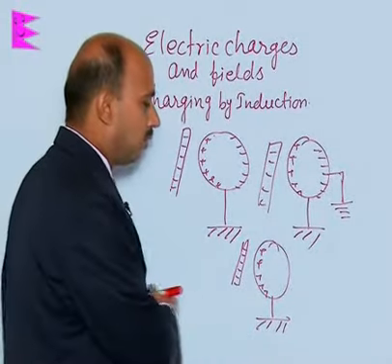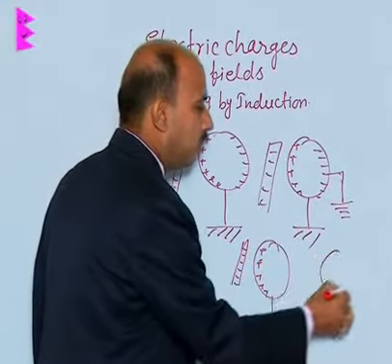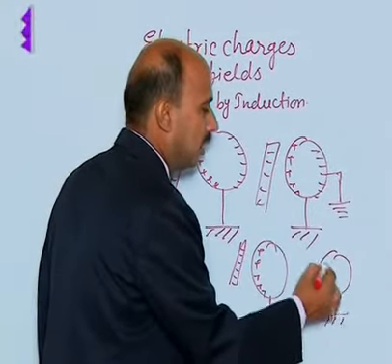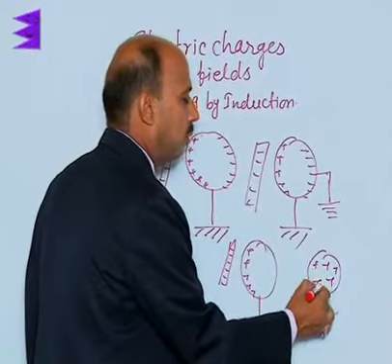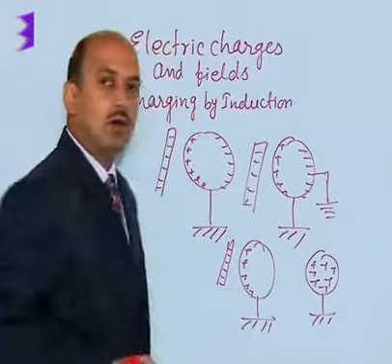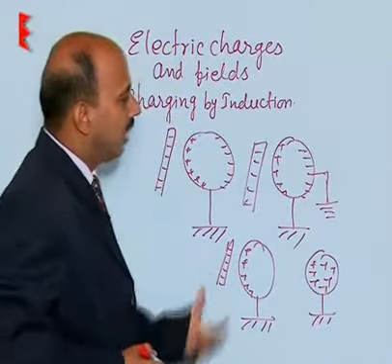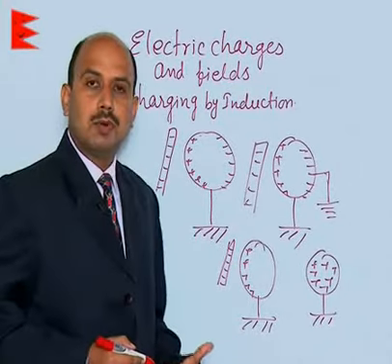Now remove this rod from here, and these positive charges are redistributed on the surface of the body. So this body is now positively charged. So this is another example of charging a body by induction.